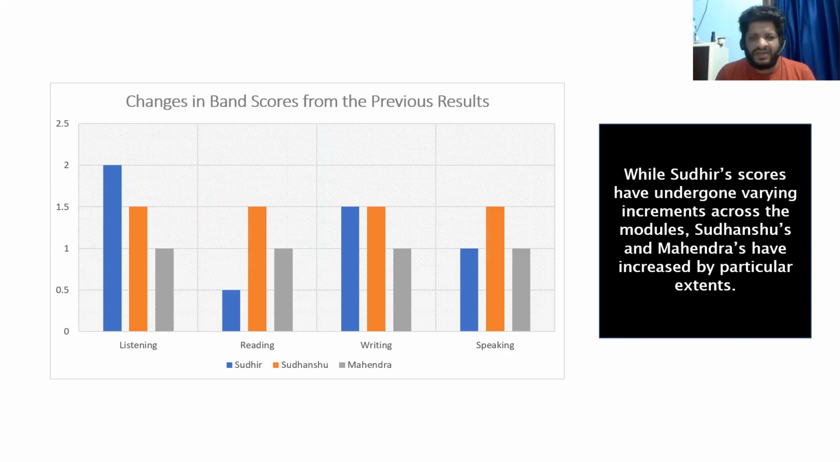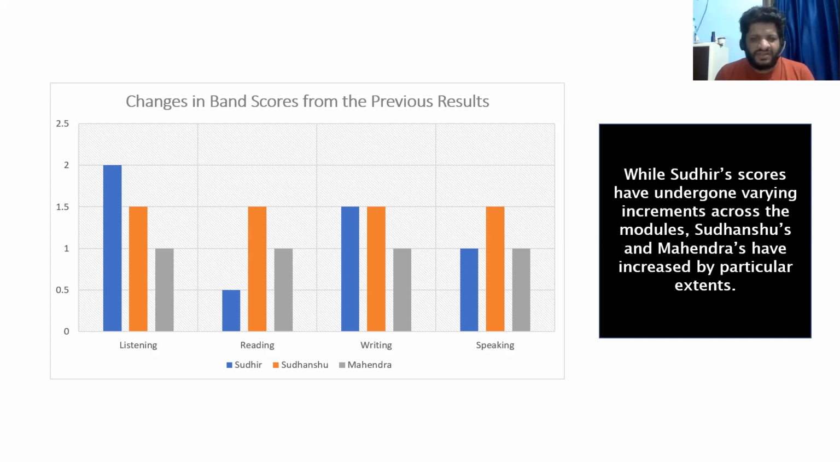And now again, if you see, there is something uniform about this chart, that Sudhir is seeing increments or growths or increases, they are varying, as in sometimes 2, other times 0.5, the next time 1.5. Okay, this is a striking feature.